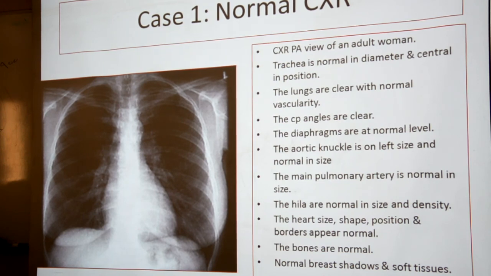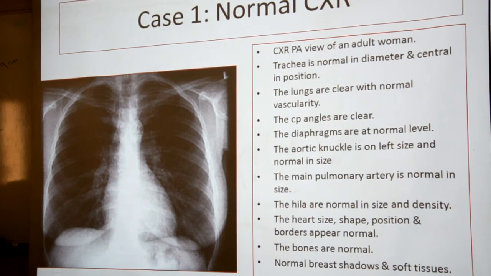The mediastinum is narrow and centrally located. The aortic knuckle is on the left side and normal. The main pulmonary trunk is not so visible, I presume it's normal. The right and left hilar shadows are normal in position and bilaterally symmetric. There is no increased size or density. The heart is normal in position. The cardiothoracic ratio is less than 50% on subjective assessment. The borders are clear. There is no abnormal calcification within the heart area.